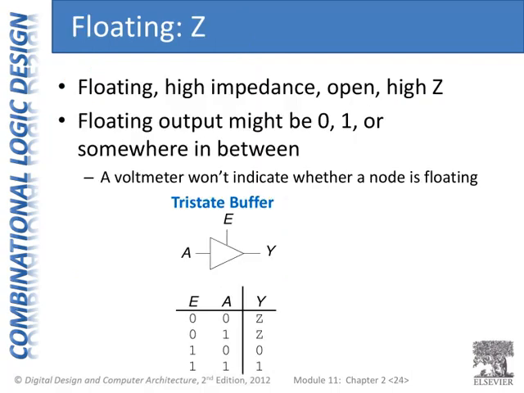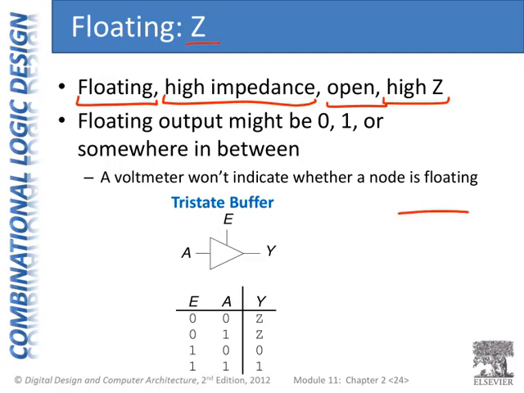The other output value that we want to talk about is the floating value, and the symbol we use is Z. This is floating, high impedance, open. The other terms we use are high Z or high impedance. All of these terms we can use interchangeably. A floating output might be 0, 1, or somewhere in between.